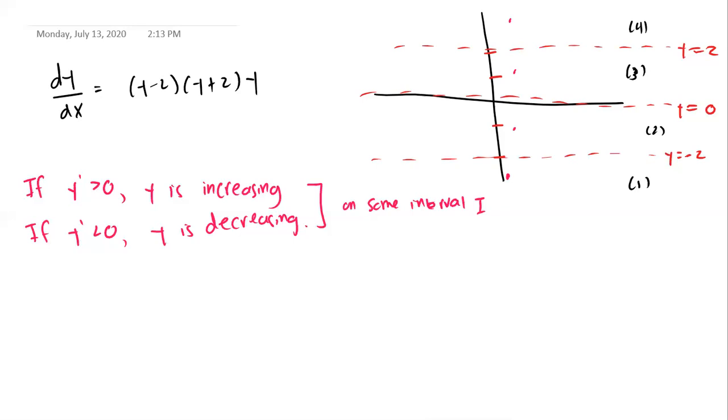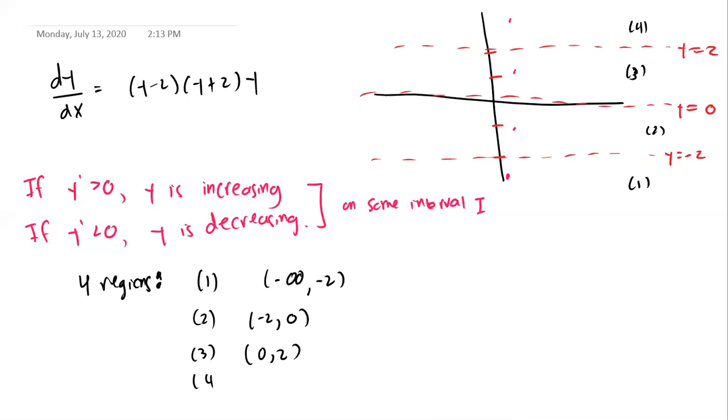So we have our regions. We actually have 4 regions. Region 1 corresponds to the y interval from negative infinity to negative 2. Region 2 corresponds to the interval negative 2 to 0. Region 3 corresponds to the interval 0 to 2. And region 4 corresponds to the interval 2 to infinity.